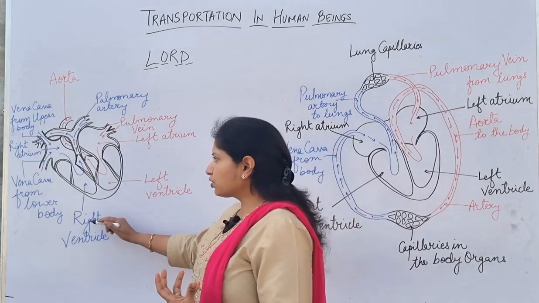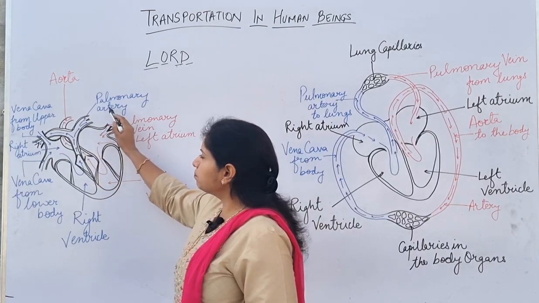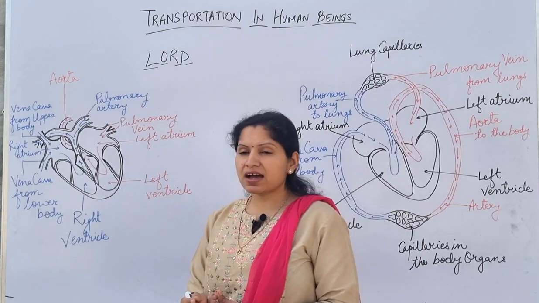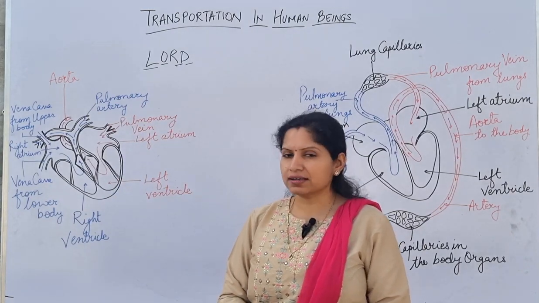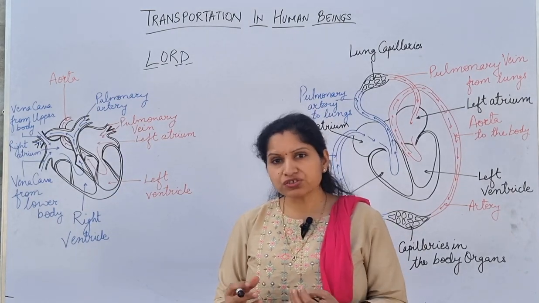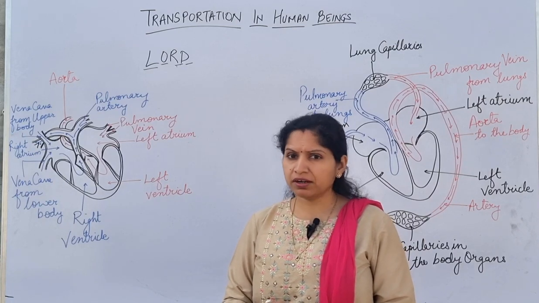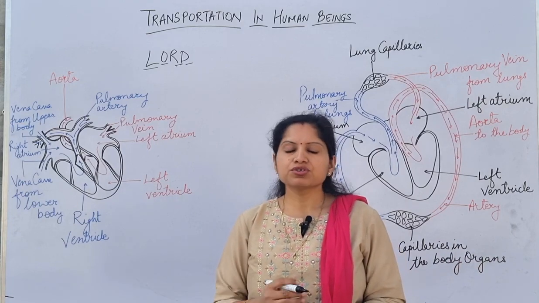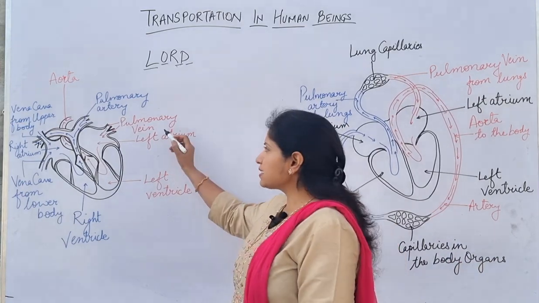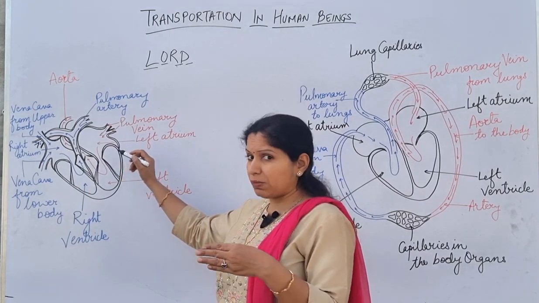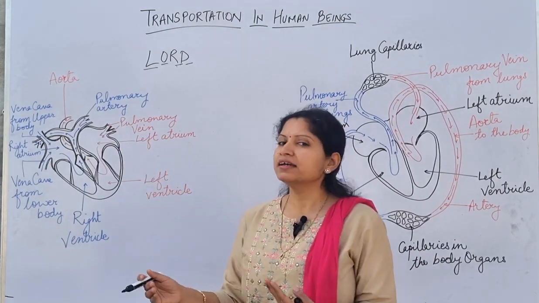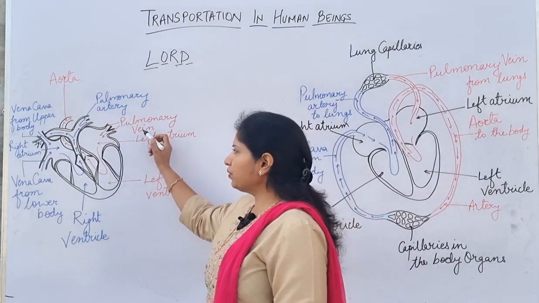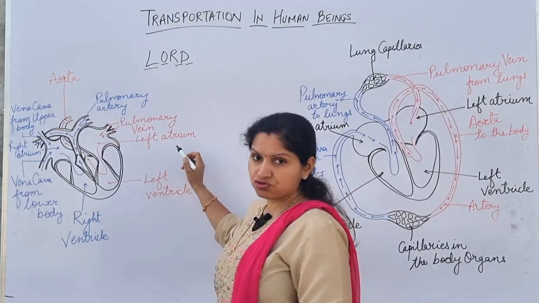The right ventricle contracts and pushes the blood through the pulmonary artery to the lungs. In the lungs, the blood gets oxygenated, and this oxygenated blood comes back to the heart because it has to be circulated to the body. It comes back through the pulmonary vein. The pulmonary vein is the only vein of your body that carries oxygenated blood. The pulmonary vein brings the blood to the left atrium.